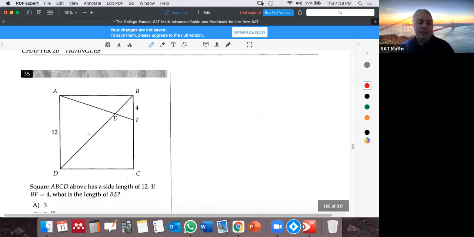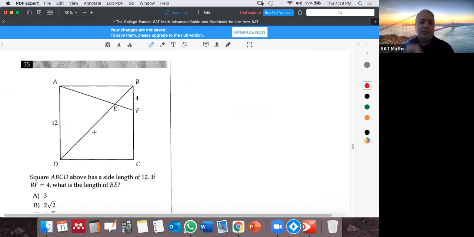So this example also is a good one. When I look here, ABCD is a square. Directly I can say that this is 90 degrees, this is 90 degrees, this is 90 degrees, this is 90 degrees. If this is 12, this is 12. If this is 4, this is 8, and this is 12. So just from one piece of information, I put all this data. I hope there's no problem till here. The square has a side length of 12. If BF is 4, yes, we said, what is the length of BE? So let's call BE X.